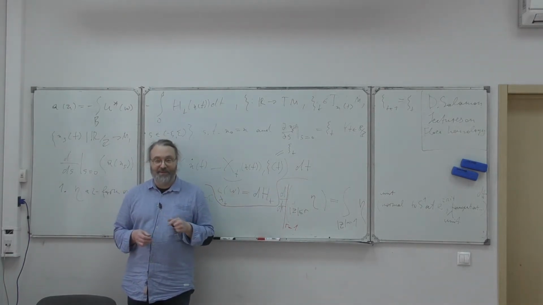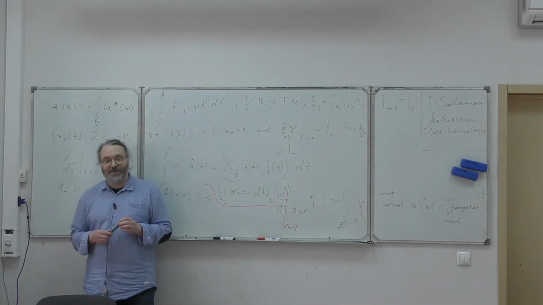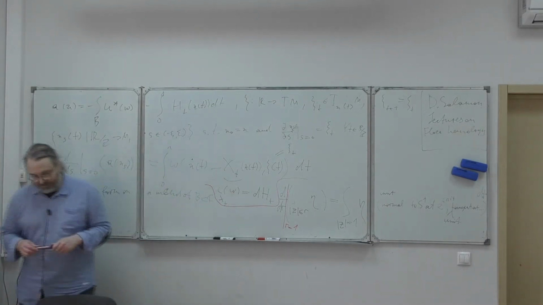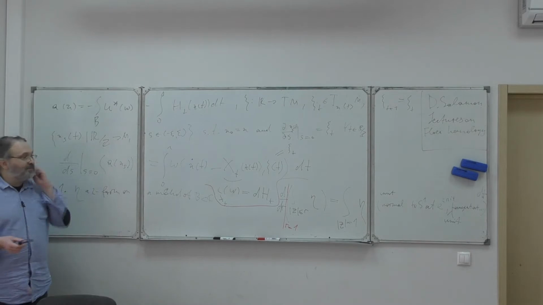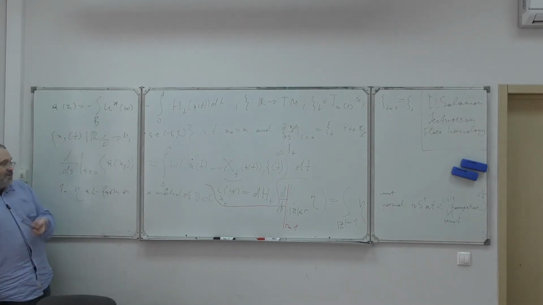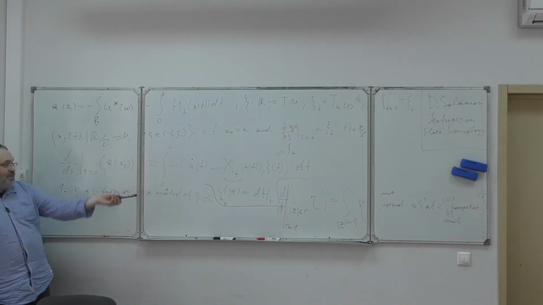And I suggest to consider, well, Petya suggests to consider the case when eta is dy dx. I even suggest to consider, instead of the circle, a rectangle.